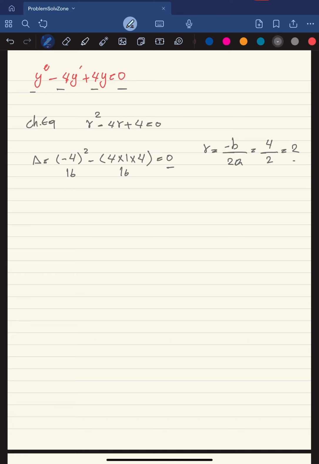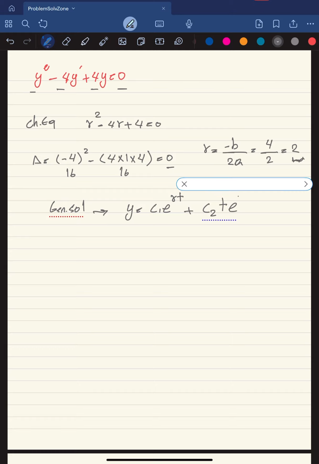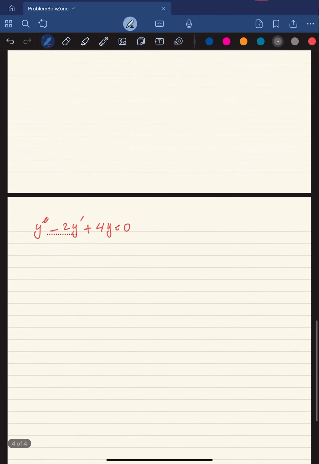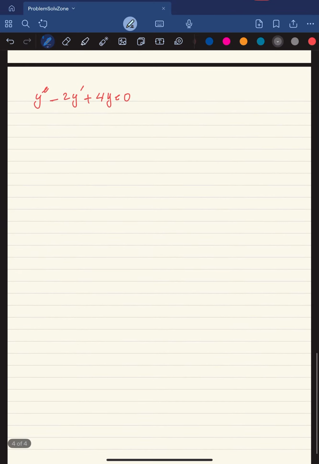When it's like this and we have just one root, the general solution would be in the form y equals c1 e to the rt plus c2 t e to the rt. So if we write it for our equation, it would be c1 e to the 2t plus c2 t e to the 2t. That's it. So what if delta is negative? Let's solve this one.